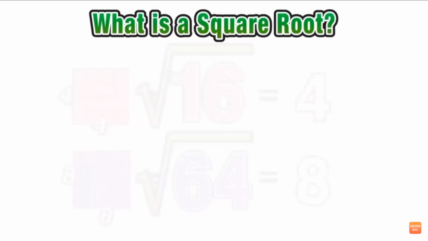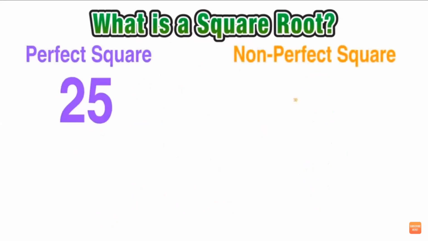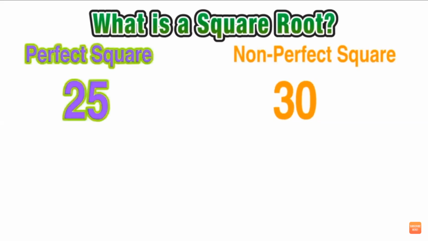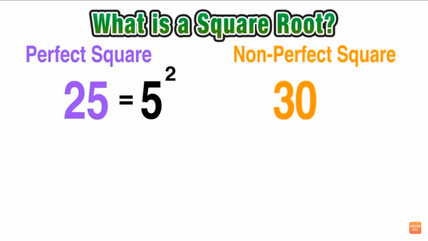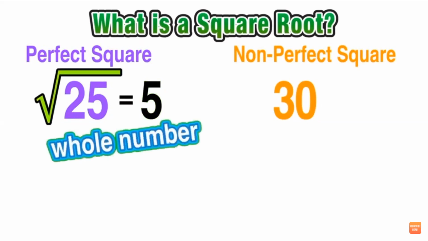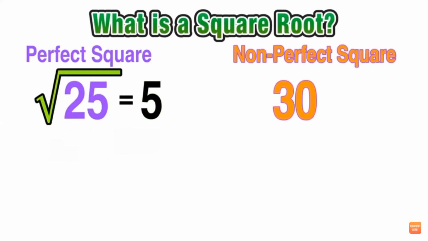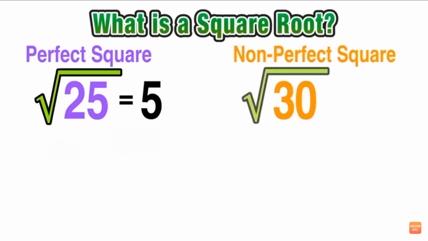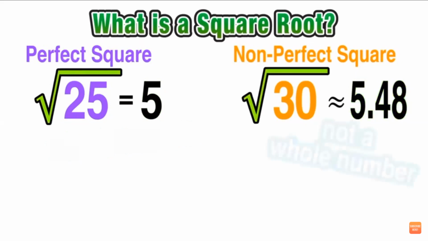Let's take a look at an example of a perfect square of 25 and a non-perfect square, 30. Now 25 is a perfect square because 25 is equal to 5 squared. And the square root of 25 is equal to 5, which is a whole number, so by definition, everything works out. A non-perfect square, 30, if I take the square root of 30, I get approximately 5.48, which of course is not a whole number. So there is no whole number that we can square to get to 30 the way that we can square 5 to get to 25. Now 25 and 30 are pretty close to each other in value.